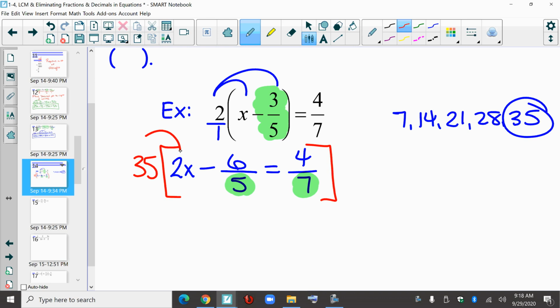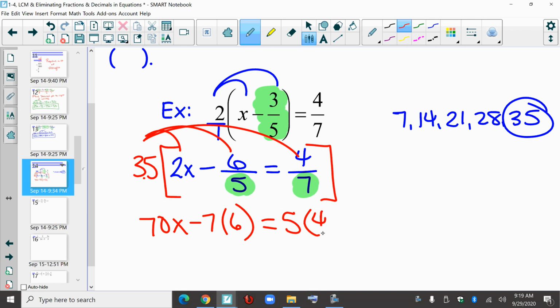35 times 2x, I multiply those because it is not a fraction. Gives me 70x. Go to the next one. This is a fraction, so I'm going to take 35 and divide it by 5, which gives me a 7, and I drop down the 6 from the numerator. Go to the last term across the equal sign. I take 35 divided by 7, which gives me a 5, and I drop down the 4.